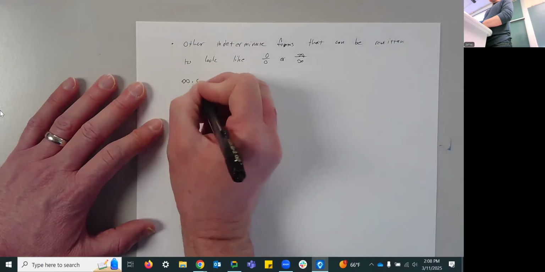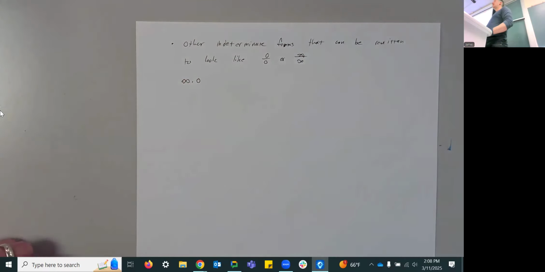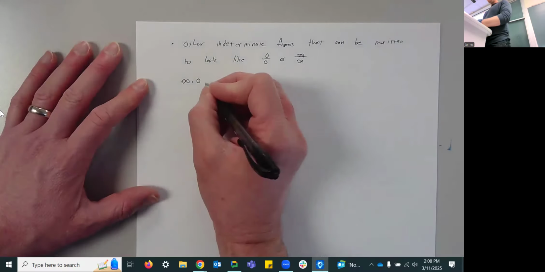Infinity times 0. So when we say infinity and 0, we don't mean those things. When I say infinity times 0, what I really mean is a really big number times a really small number. That's what we actually mean when we write this, but it's more convenient to write infinity times 0. So that's an indeterminate form.